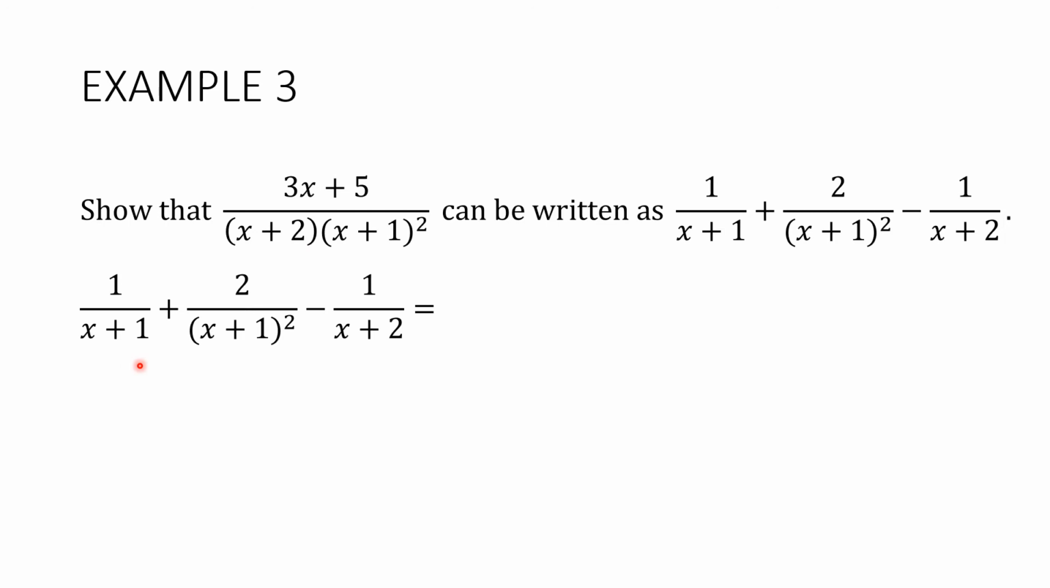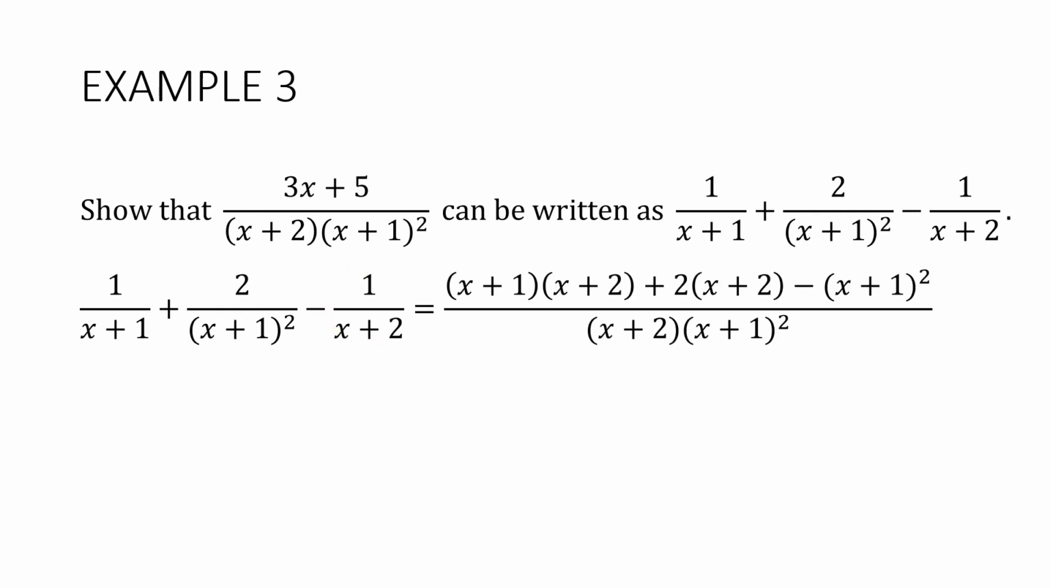So we need a common denominator, and it's going to be x plus 1 all squared, x plus 2. So in each case, we've just got to think about what's missing. For this first fraction, we need an extra x plus 1 and an x plus 2. This one here needs an x plus 2. This one here needs an x plus 1 all squared, and we're going to adjust the numerator accordingly.